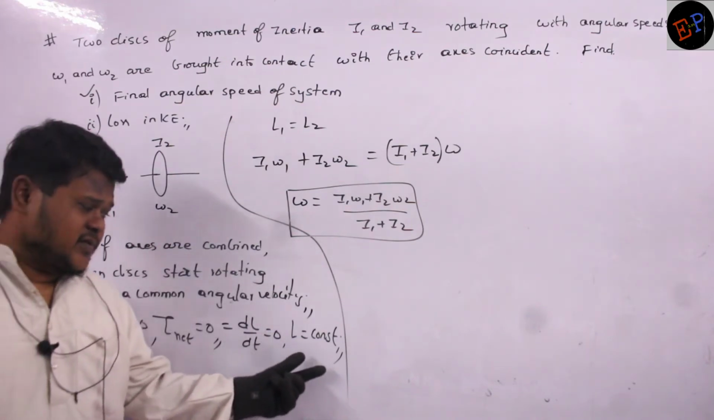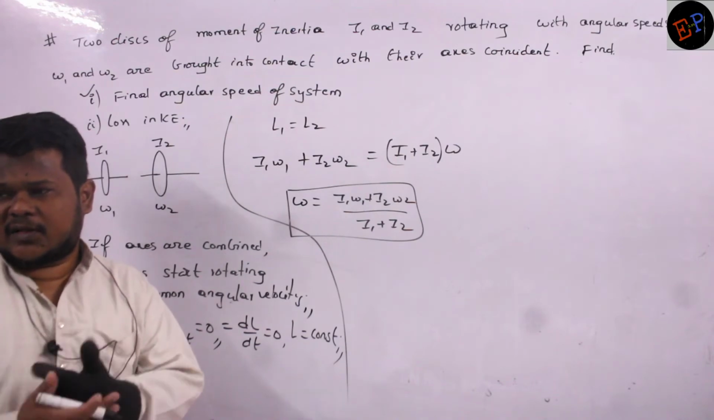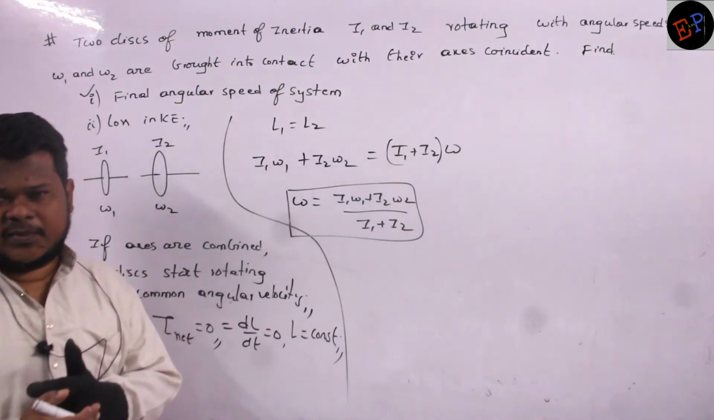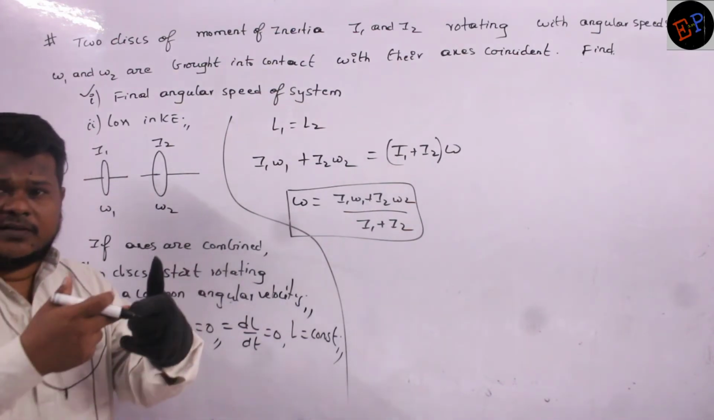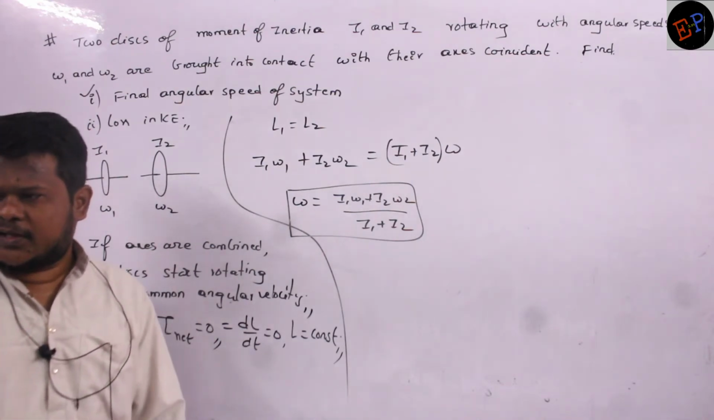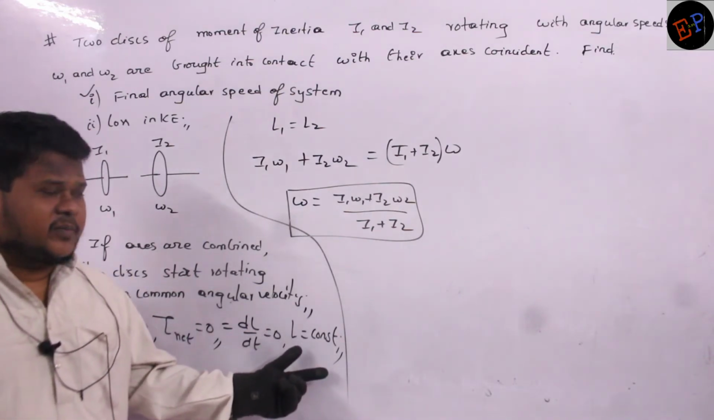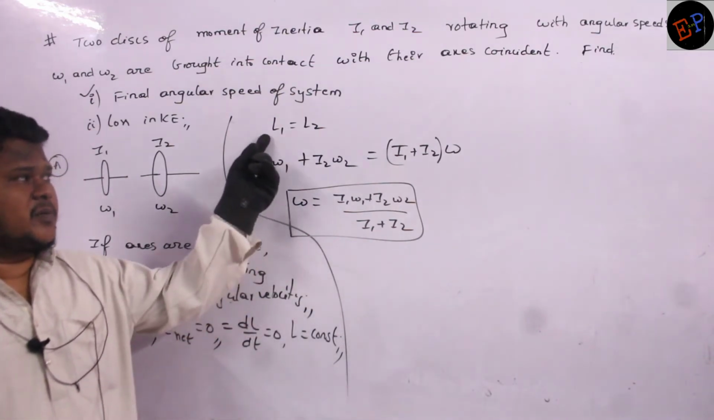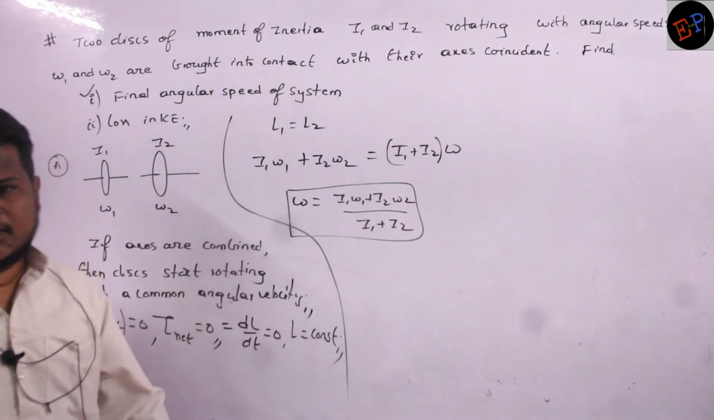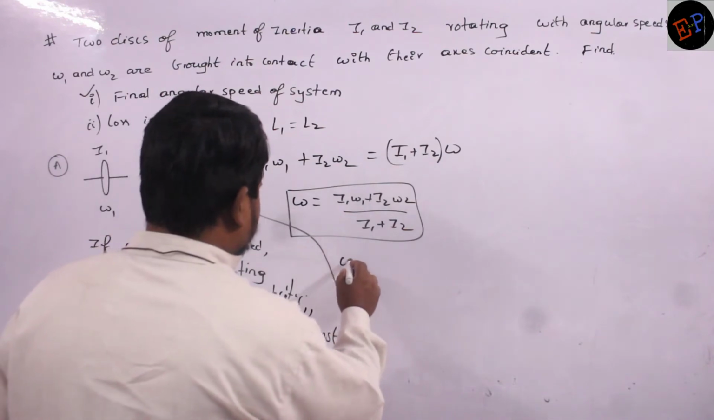Whenever a question is given, you have to identify which logic the question is based on. What does he want to ask here? Clear, ba? So when you start combining the discs together, you are not applying any force. Torque applied is also 0. If torque applied is 0, then angular momentum will be constant. So initial angular momentum and final angular momentum are equal. Clear, no? So that is my answer for the first question.